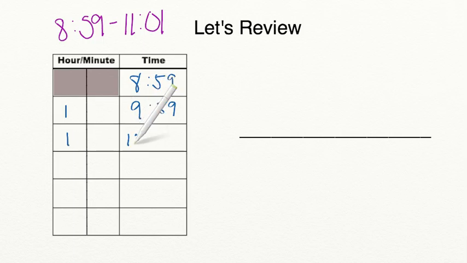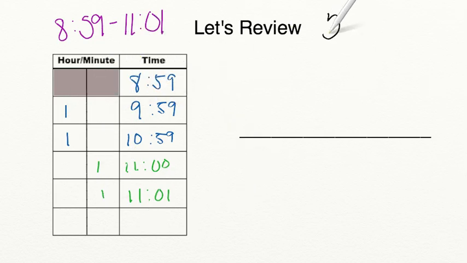After 1 more hour, that gets me to 10:59, but I can no longer move in 1 hour intervals to get past my end time. Even if I move in 10 or 5-minute intervals, that's going to put me past my end time. So now I'm ready to move in 1-minute intervals. From 10:59 to 11 o'clock is 1 minute. And then from 11 o'clock to 11:01, which is my end time, is 1 more minute. So now I just have to add these together. I have 2 hours and 2 minutes.